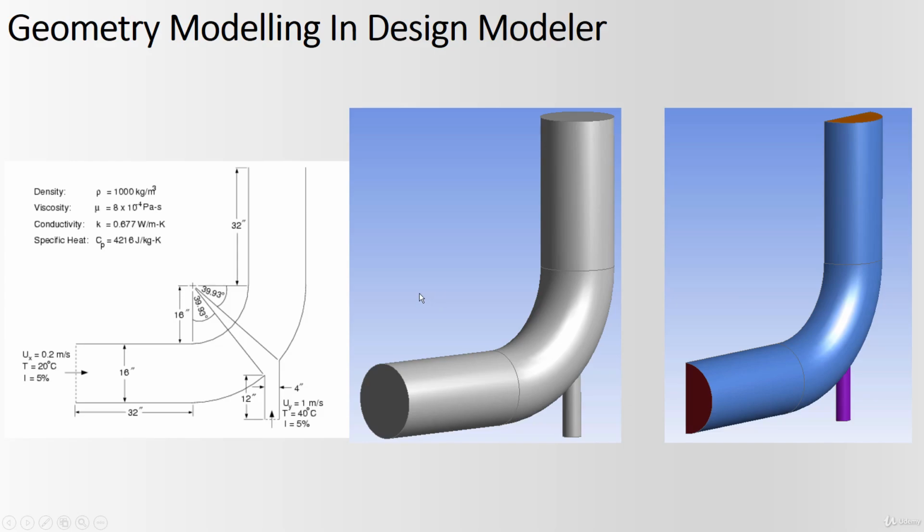In this video, I will create the geometry in Design Modeler based on the sketch and the dimensions given here. Also, at the end of this workshop, I will divide the geometry into two halves, and one half will be removed because the geometry is symmetrical around the plane and the flow is also symmetrical about the plane. So there is no need to solve this whole geometry.